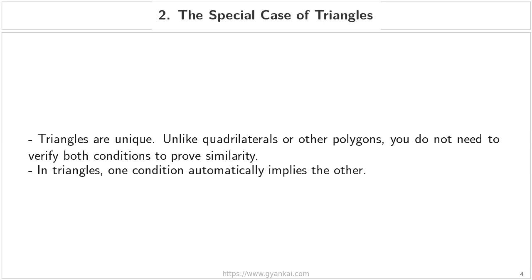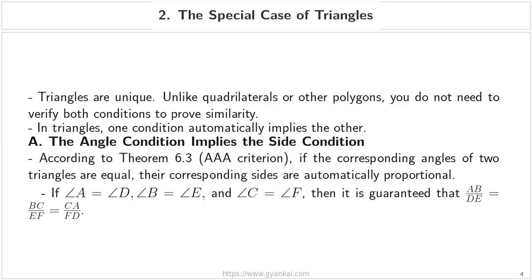Unlike the quadrilaterals or pentagons we just discussed, you don't actually need to verify both conditions to prove that two triangles are similar. In the world of triangles, the two conditions are linked. If one condition is true, the other is automatically guaranteed to be true as well. Let's break this down into 2 specific directions. First, let's look at how the angle condition implies the side condition. This is what we call the AAA, or angle-angle-angle, criterion.